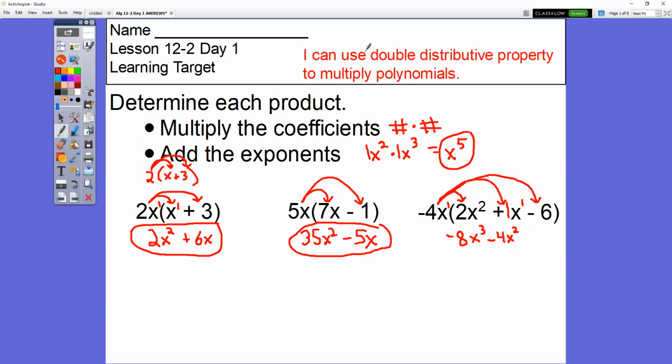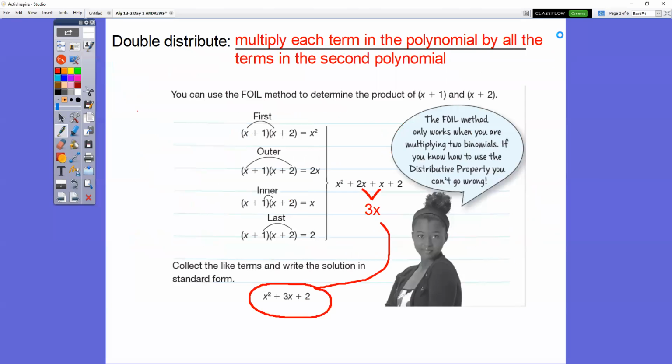-4x times -6 gives you, be careful, remember a negative times a negative is a positive. So -4x times -6 is positive 24x. In this one, we don't have a plus or minus all by itself with no exponent after it. So this is just our answer. Take a look at the next one.